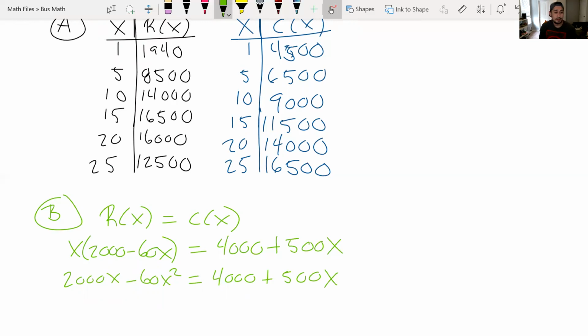All right. You like your x squares to be positive, so why not move everything over to the right side? So I'm going to say minus 2,000x plus 60x squared.